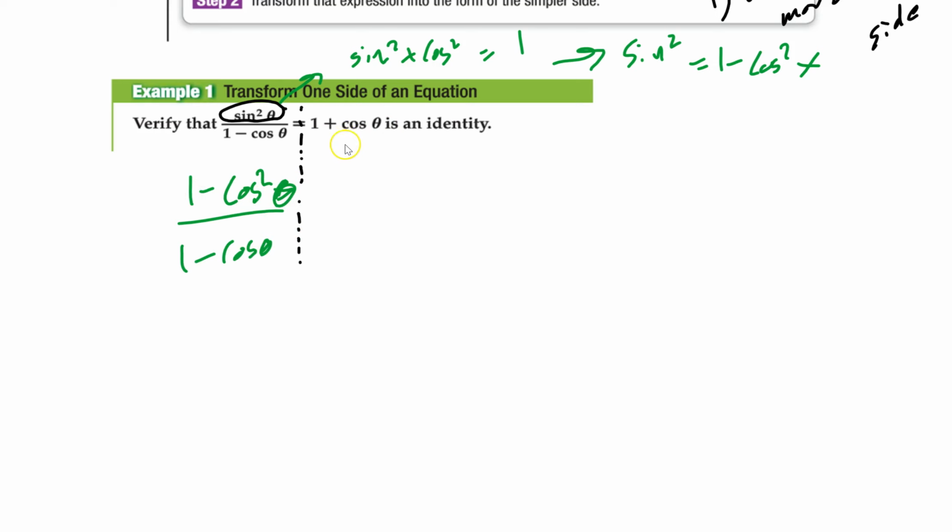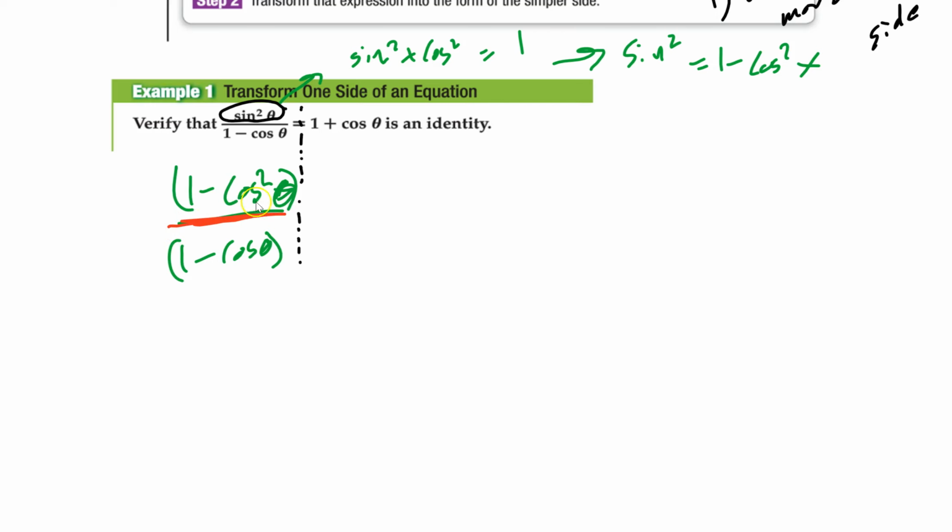I'm trying to get 1 plus cosine. So now don't fall into the trap. Remember, the ones do not cancel. The cosines do not cancel. They're stuck. They're in parentheses, right? There's multiple things there. Unless they're being multiplied, you can't cancel them out. So what do I do next? We factor. This could factor.